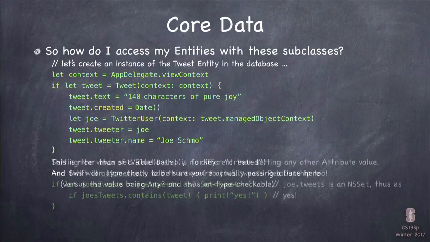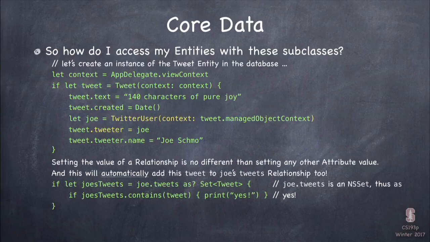What about relationships? Okay, setting relationships. So here I've created another object, a Twitter user. And again, I just said Twitter user with the context. I'll talk about that argument in just a second, but I told it what database I want to create me a Twitter user. And then I set my tweet's tweeter equal to that Twitter user. So it's exactly what you would imagine, right? Just set it equal to Joe.